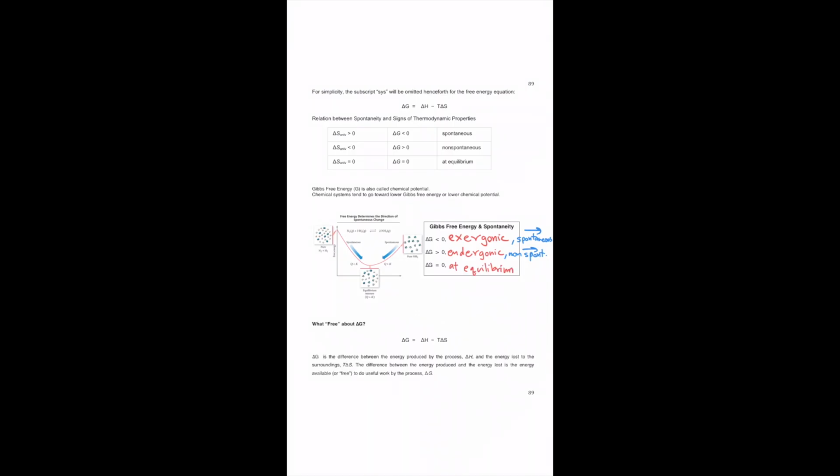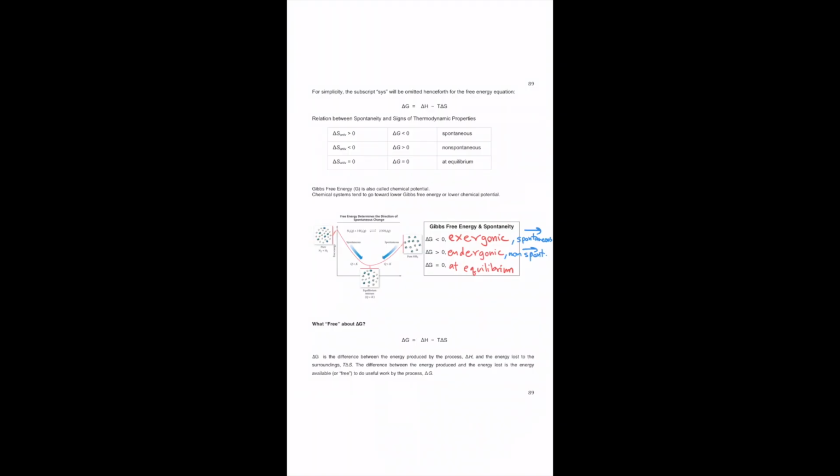Why do we call Gibbs free energy a free energy? This is because the change of Gibbs free energy is the difference between the energy produced by the process or by the system, which is indicated by the change of enthalpy, and the energy lost to the surroundings, which is indicated by the negative T delta S. So negative means it's losing, right? So this is losing energy to the surroundings, and the difference between these two is the energy available to do work, or the free energy that is used to do work by the process, which is what we call the change of Gibbs free energy.